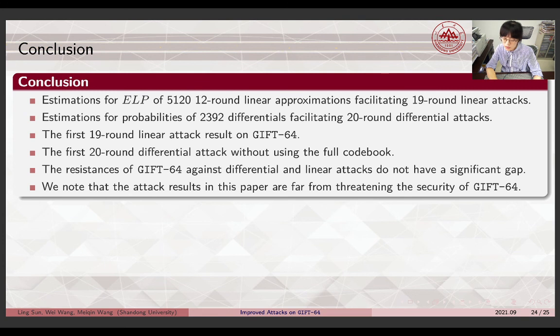Thanks to the good performance of the newly detected distinguishers, we propose the first 19-round linear attack and the first 20-round differential attack without using the full codebook for GIFT-64. Given the newly obtained results, we conjecture that the resistance of GIFT-64 against differential and linear attack do not have a significant gap. Also, we note that the attack results in this paper are far from threatening the security of GIFT-64.